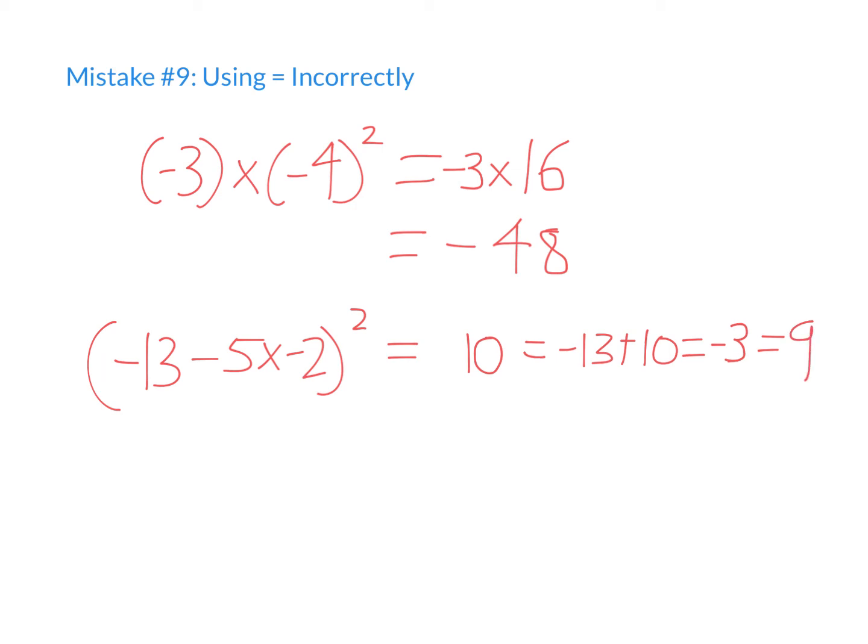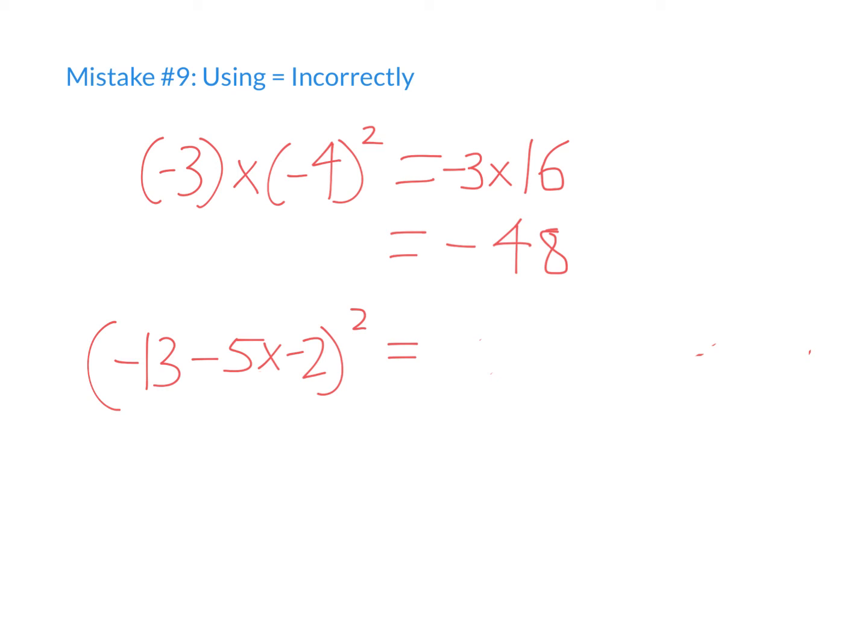That probably sounded really complicated the way I did it, but this is the way most people write. This statement is complete nonsense. No, this thing here doesn't equal 10. 10 is not equal to negative 13 plus 10. This statement essentially says that 10, negative 3 and 9 are all the same number, which is complete and utter garbage. What we're going to do instead is work down the page and do one operation at a time.